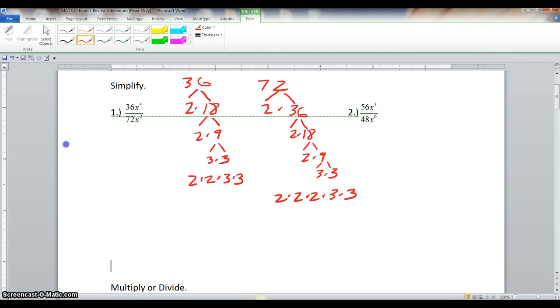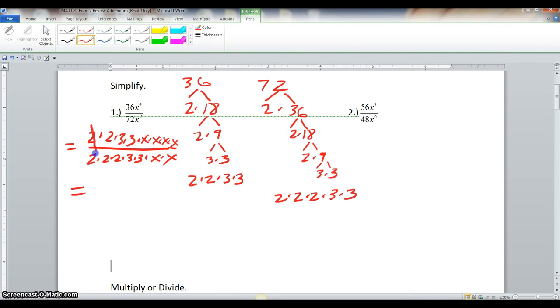Now what we're going to do, we're going to replace our numerator and denominator with what we had here. 36 broke down to 2 times 2 times 3 times 3. Now our x to the fourth, we're going to write that as just 4 x's multiplied by itself. Now for our denominator, we had 72. We had 3 2's and 2 3's. And then our x squared will break down to x times x.